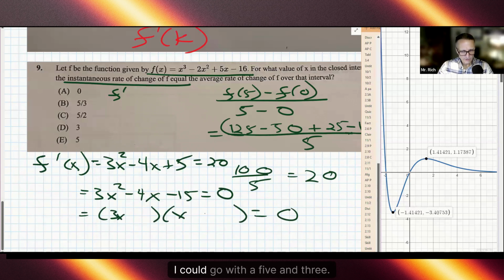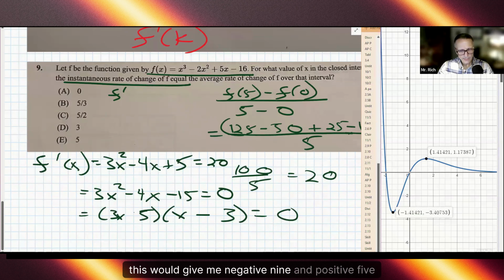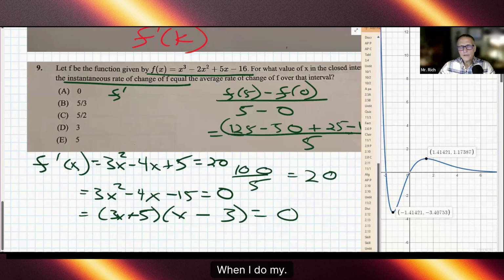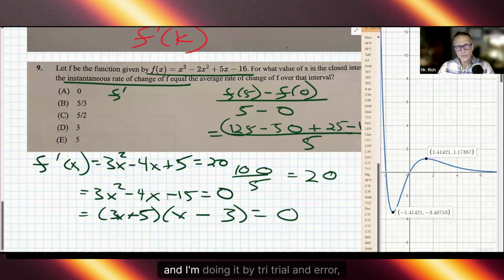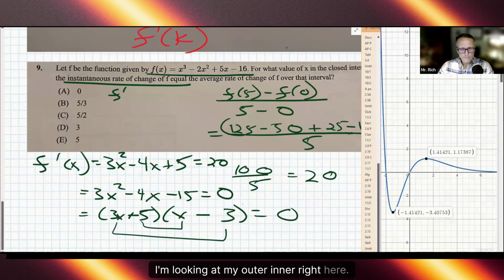Negative 15, I could go with a 5 and 3. Yeah, this would give me negative 9 and positive 5 on the outer inner, right? When I'm factoring a quadratic that has a leading coefficient other than 1, and I'm doing it by trial and error, I'm looking at my outer inner right here. So when I put a 5 and negative 3, I get an outer of negative 9x and an inner of plus 5x. Those combine to be the middle term, negative 4x.